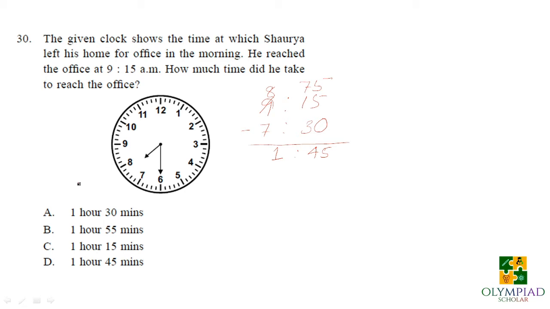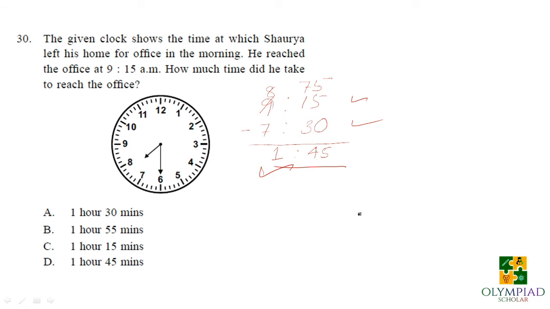So this is a very general kind of question. You have to subtract the two times to get the answer. As both the times are on one side of the noon, you can subtract directly. If the time crosses 12 noon, then you have to convert into 24-hour clock times, and then you can subtract. So this is clearly 1 hour 45 minutes.